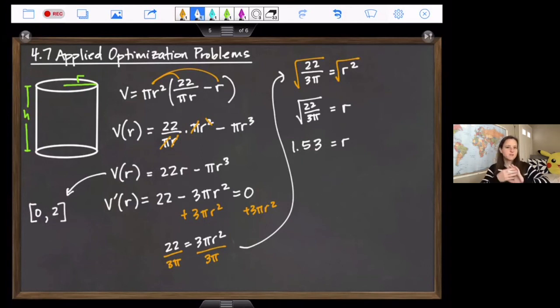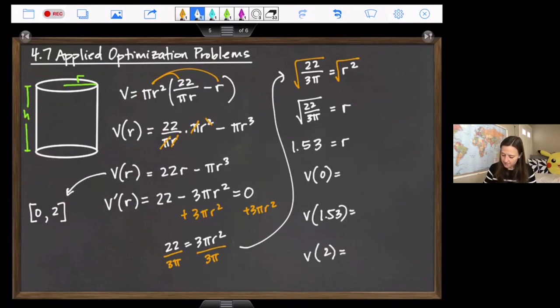Just to make sure that we have some bounds on here, that we actually have found something that is the biggest possible volume and that we haven't accidentally found the smallest possible volume. All right, so let's find the volume at 0, the volume at our critical point, and the volume at 2.